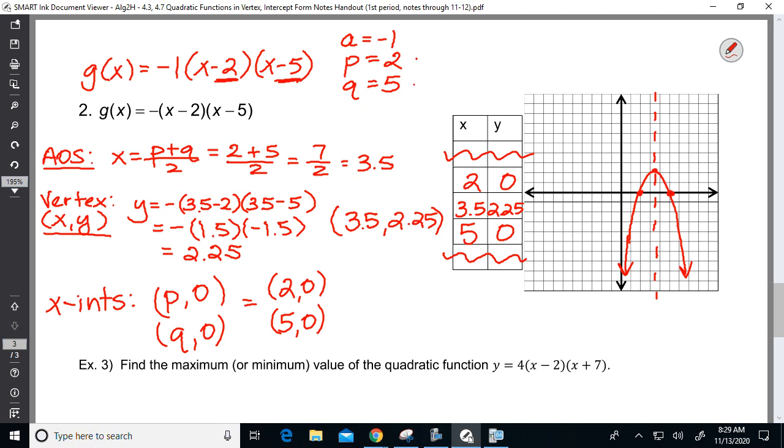We have our table, you have your graph. Domain is negative infinity to positive infinity. Range, the graph is opening down. So it's negative infinity to the y value of the vertex, 2.25. There's all the stuff that we need. Questions, example 2.